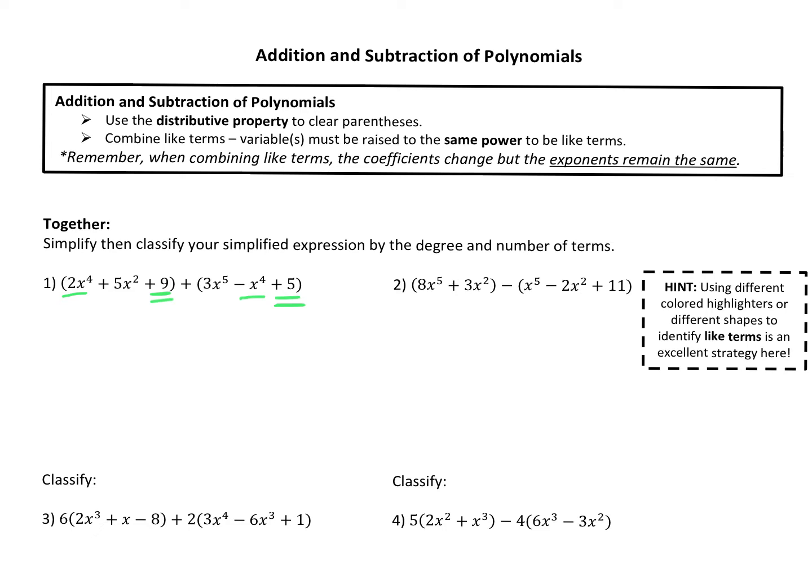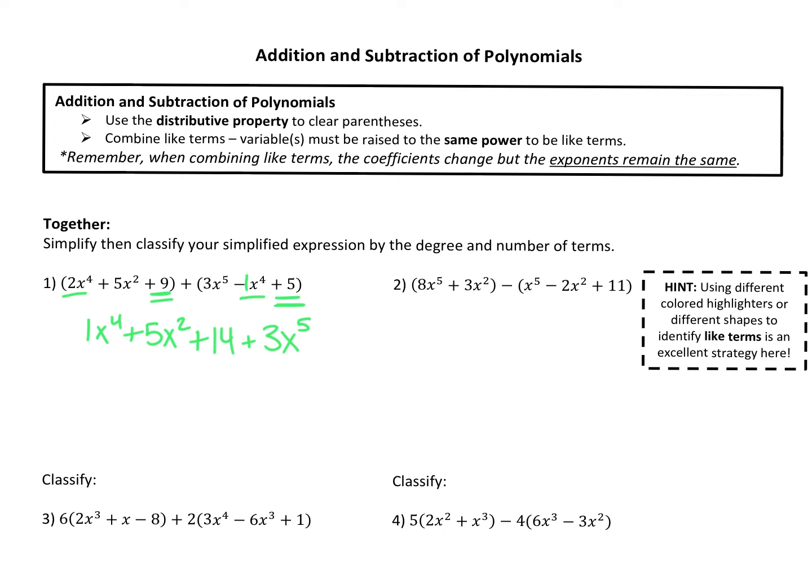I'm going to go across and combine my like terms. 2x to the 4th combined with negative 1x to the 4th gives me positive 1x to the 4th. Then I have a plus 5x squared. I'll add my 9 with my 5 to get 14, and I still have 3x to the 5th.